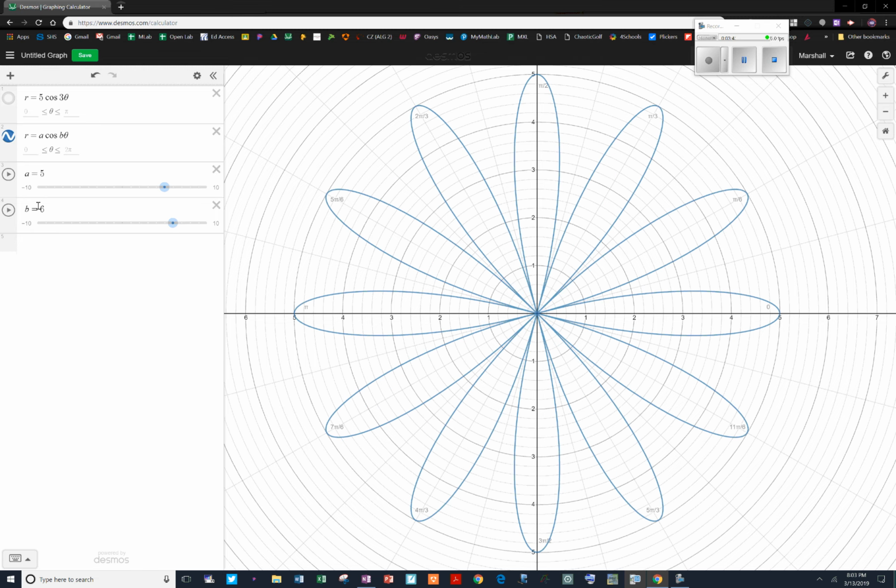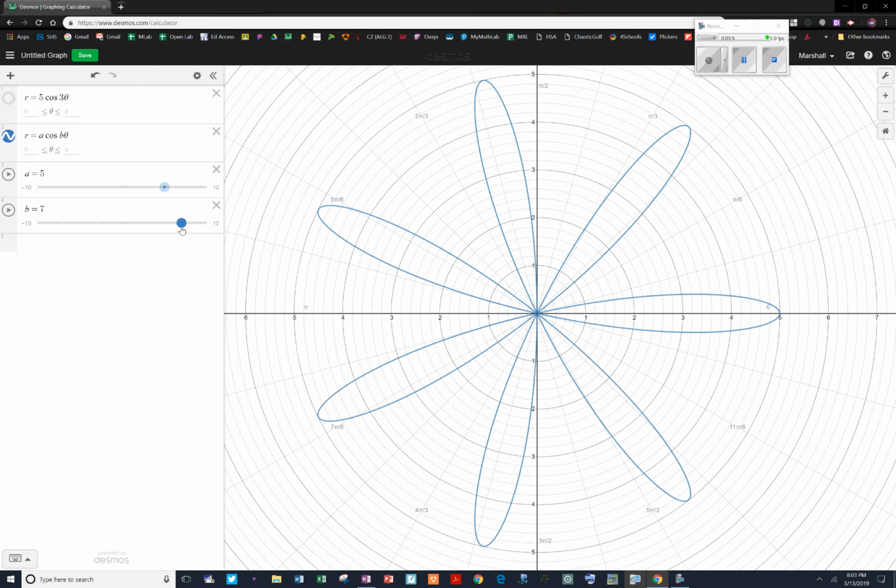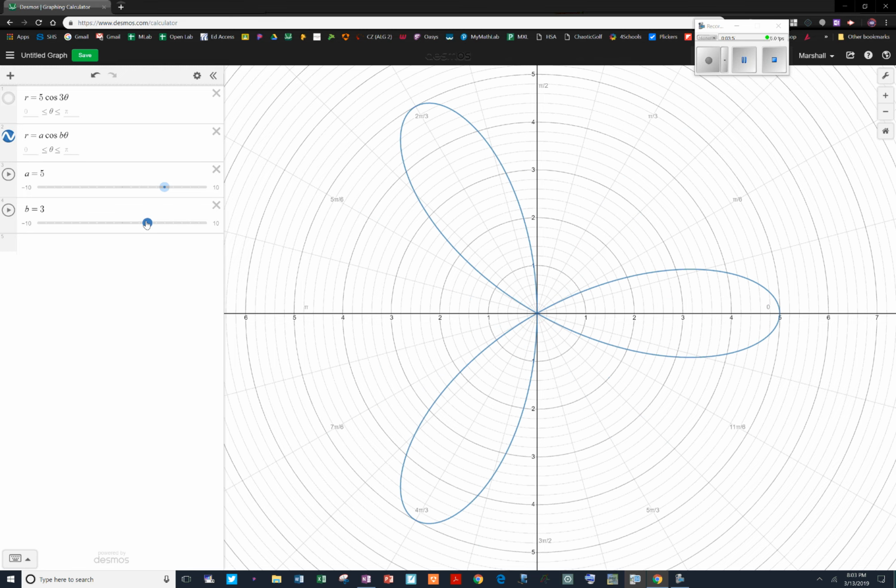So anytime we hit an even number here for this value, or I should say this value for B, anytime we hit an even number, we have twice that number of petals, but every time we hit an odd number, we have that number of petals. I have 7 petals here now. Okay, so I'm going to go back to that value of 3. So we have 3 petals here now.